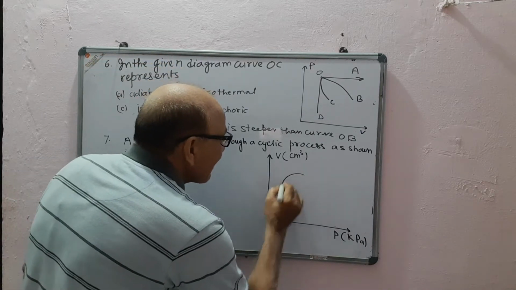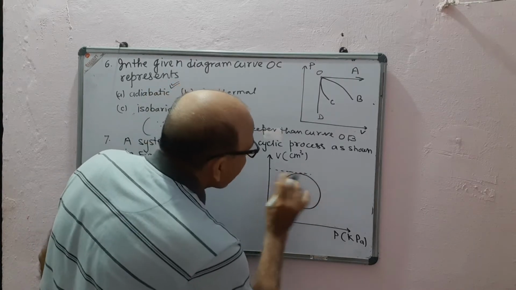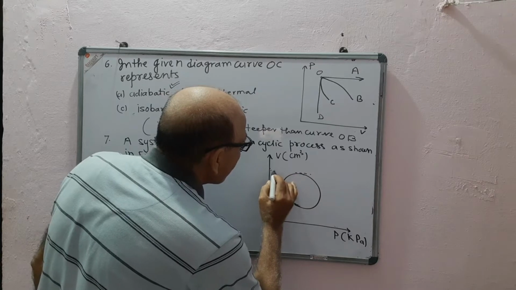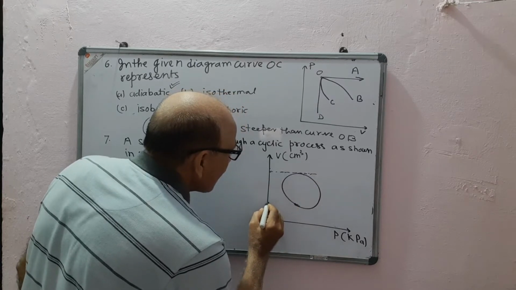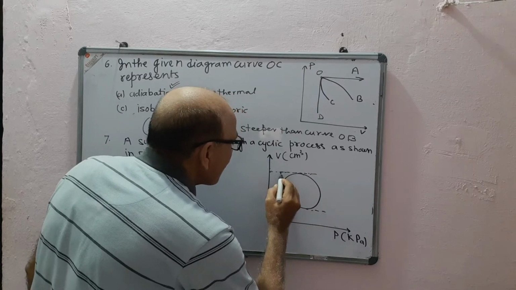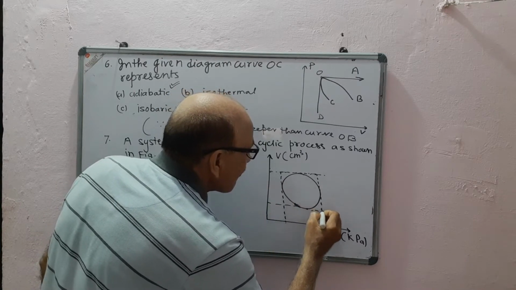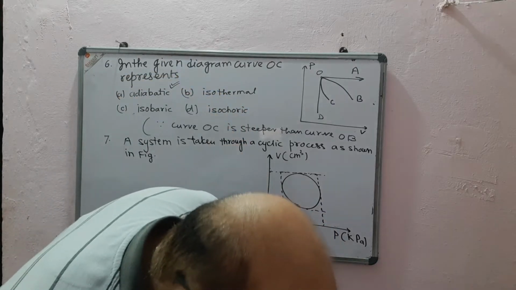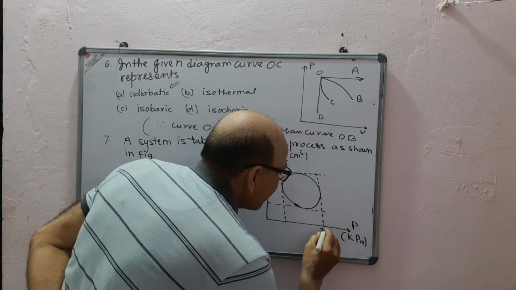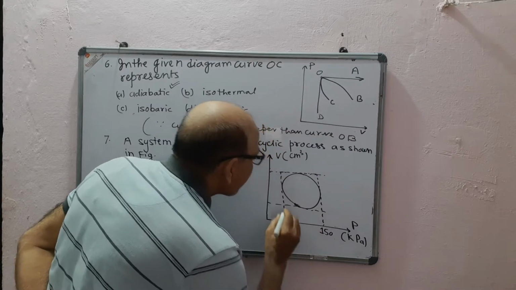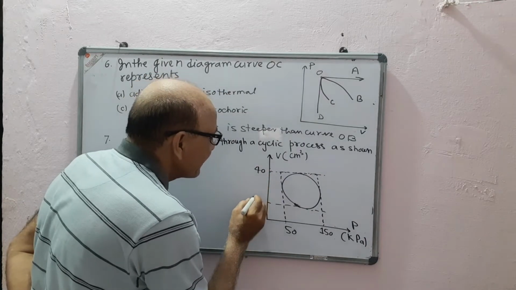The cyclic process is this one. This is the pressure axis: 150, 50. On the volume axis, this is 30, 40, and this is 20.